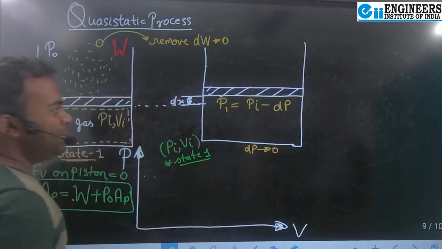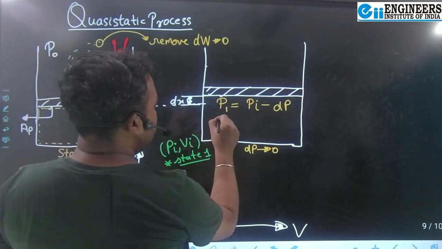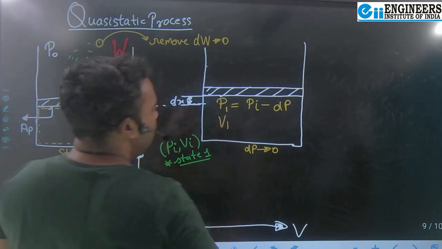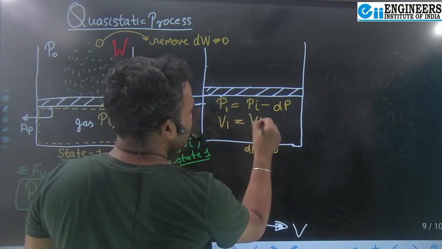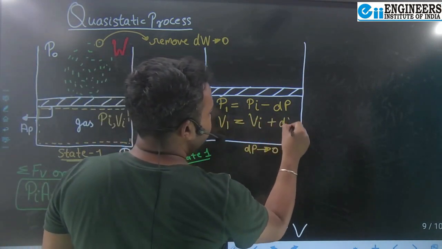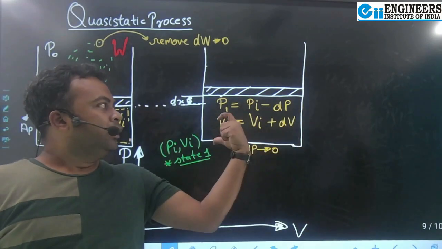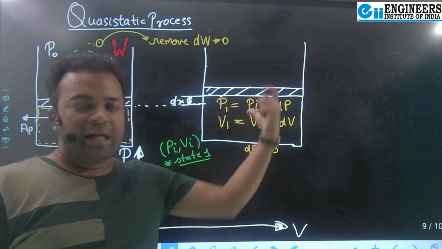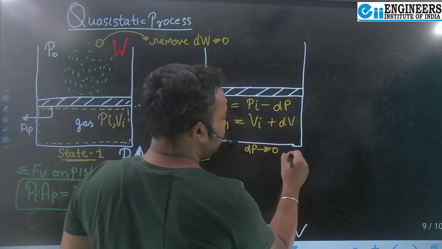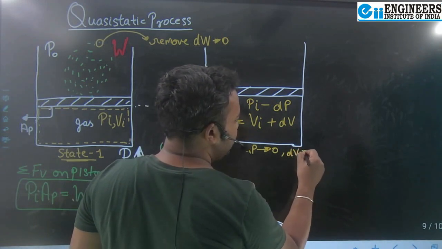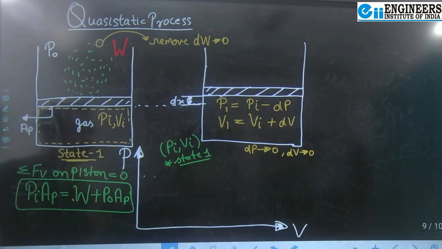Similarly, what about the volume? Volume will increase, right? Expansion is there, so the initial volume will become V1. So V1 is equal to the initial volume plus a small increment in the volume. dV is the small change in the volume due to the expansion. So here also dV is tending to 0. So small changes are there, as you can see, right?